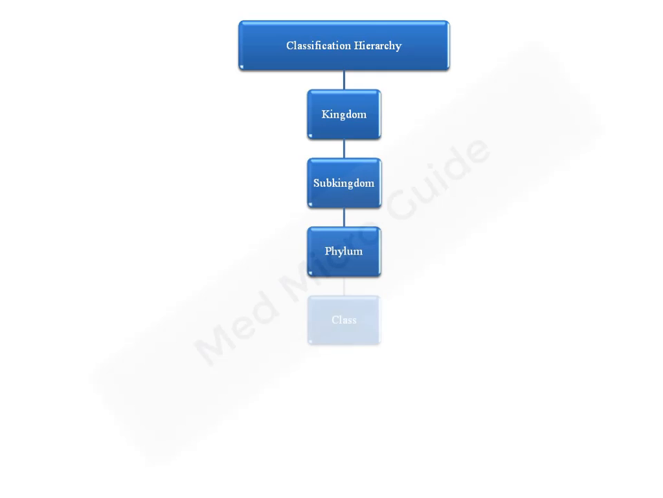Now let's see the classification of protozoan parasites. Before going into the classification of protozoa, I want to highlight how the classification hierarchy is done. In the classification hierarchy, the kingdom comes first, followed by subkingdom, phylum, class, order, and the genus. There are several ways in which the classification of the protozoans was done.